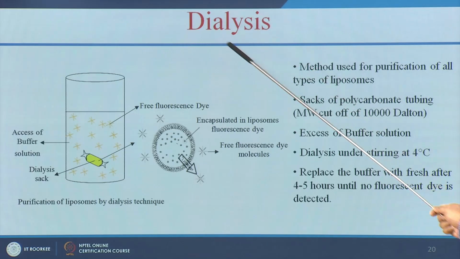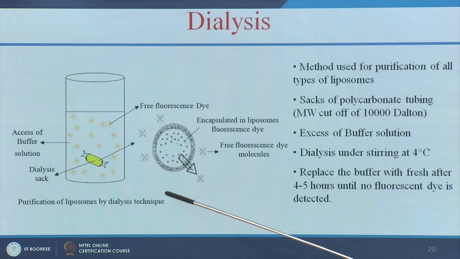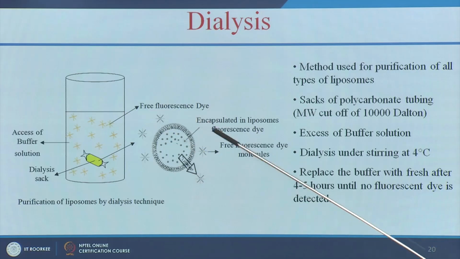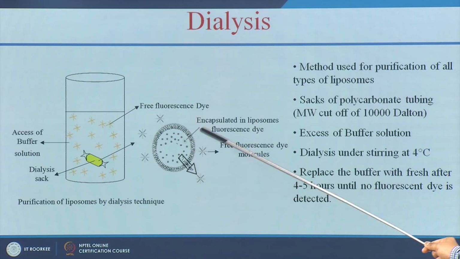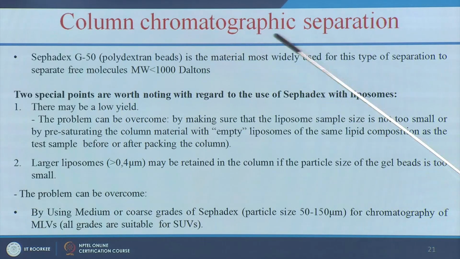And the next method is dialysis. Here you can use this method for purification of all types of liposomes, and here we will be using a dialysis bag with a molecular weight cutoff of 10,000 Dalton, and you add excess buffer solution, and you will be dialysing under stirring condition at 4 degrees, and you have to replace the buffer every 4 to 5 hours until no fluorescent dye is detected. So when you do the dialysis, you will get only the liposome particle loaded with fluorescent dye or fluorescent nanoparticle. The third method is column chromatographic separation.